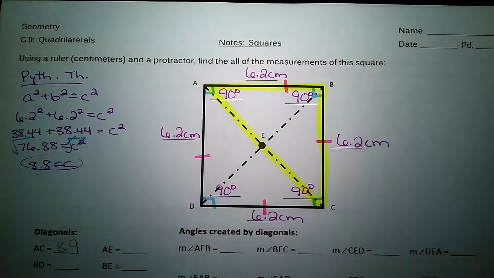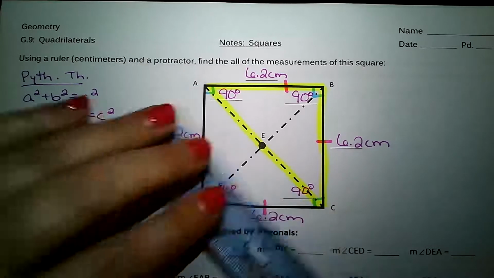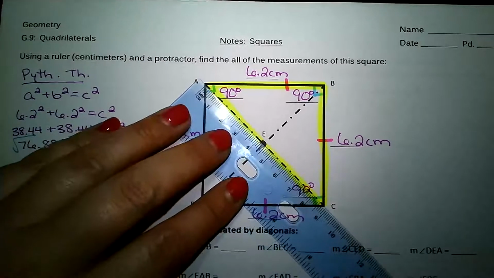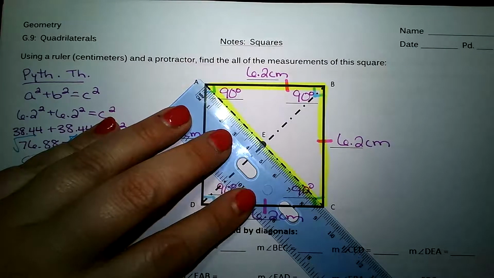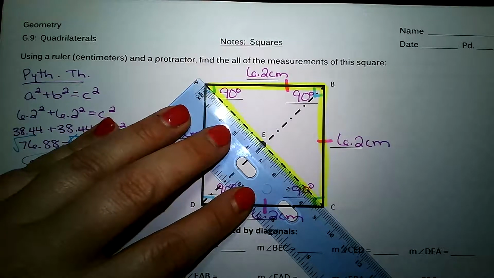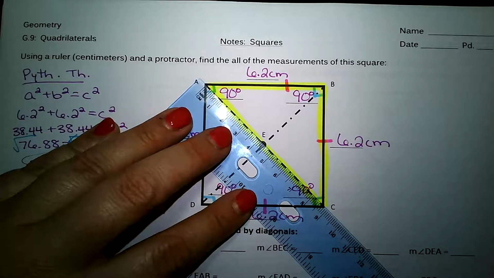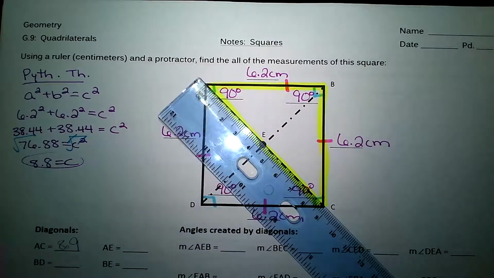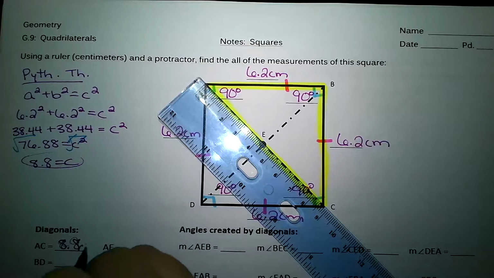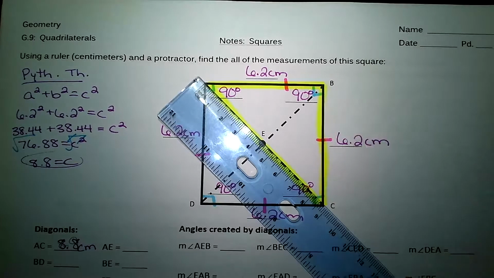It was 1/10 of a centimeter off. That is not too shabby. So instead of 8.9, I should have been measuring at 8.8, which means my ruler shouldn't have been here. Corner to complete corner, I should have moved it in just a smidge. 1/10 of a centimeter is not much, but I'm going to go with 8.8 because I know that I used the Pythagorean theorem, which is more accurate than my ruler, assuming that these are accurate.